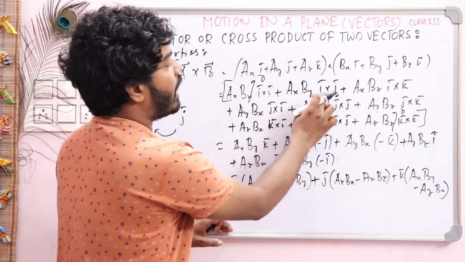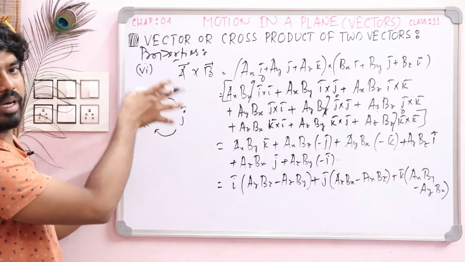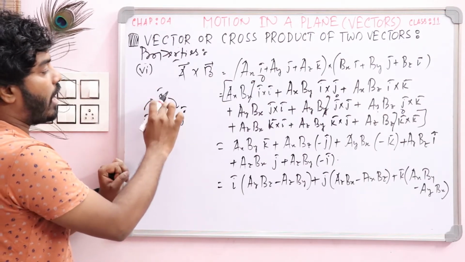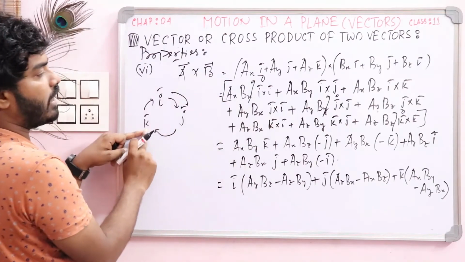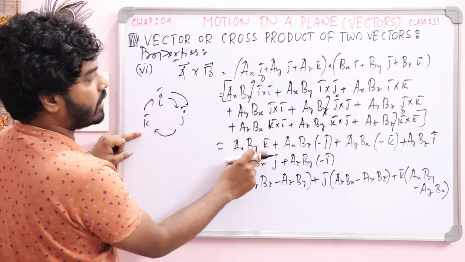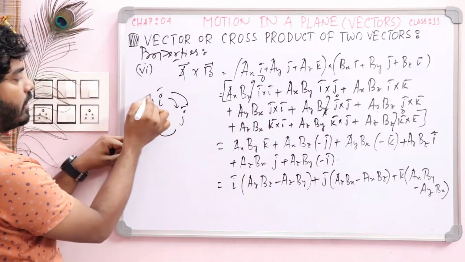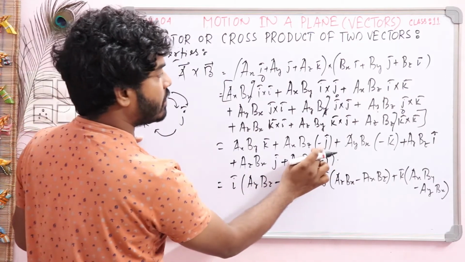Now what is the value of i cross j? At first you write i, j, k in clockwise, cyclic order. Now i cross j, that is clockwise, positive value. i cross j, the answer is k. You just see it there, k. And i cross k, anti-clockwise, the answer will be minus j. This one, minus j.